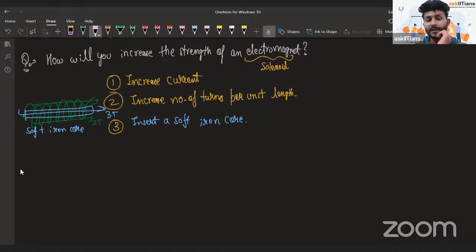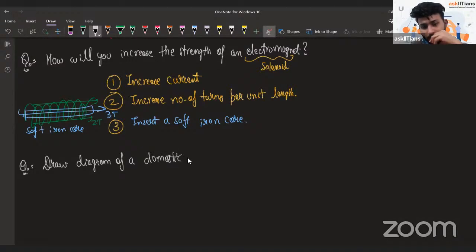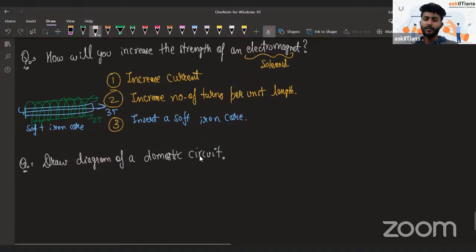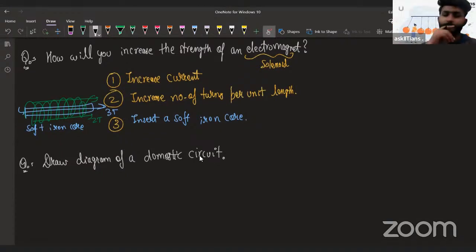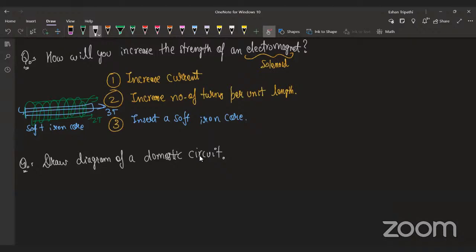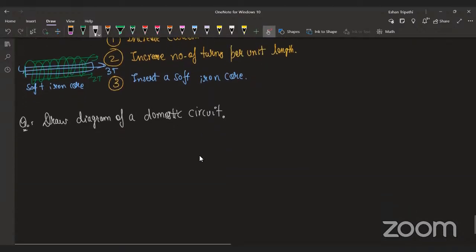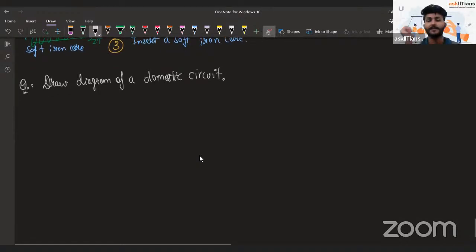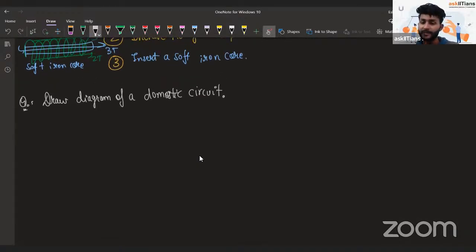After this, an important question that they can ask you is to draw a diagram of a domestic circuit. What do they mean? What do you have to draw in this? So like a live wire with a fuse on it and a neutral wire. Correct. Exactly. So guys, there will be 2-3 elements in this. Yeah, the last page is NCERT. That figure you will have to draw.